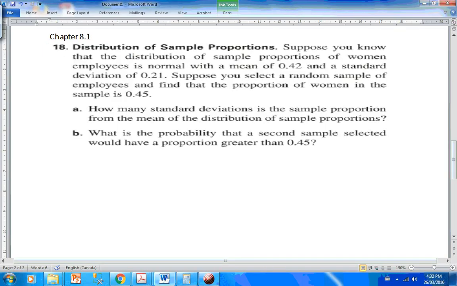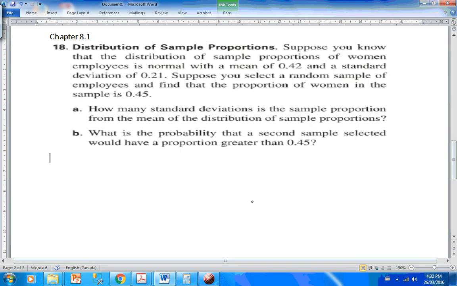Hi everyone, this question is from chapter 8.1 and this is question number 18. So it is about the sample proportions distribution. It says, suppose you know that the distribution of sample proportion of women employees is normal with mean of 0.42 and standard deviation of 0.21.